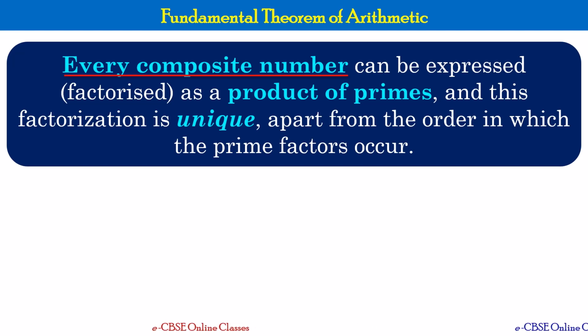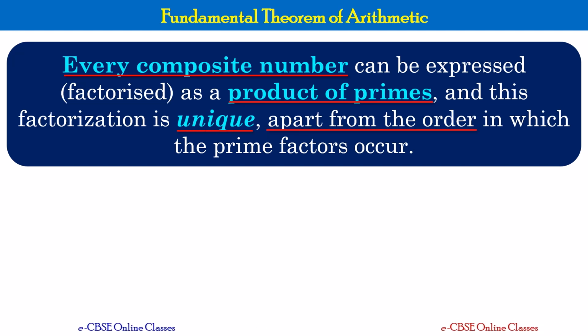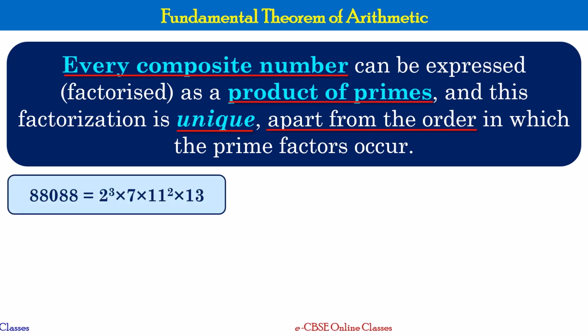Every composite number. So every composite number without exception, this theorem is applicable, and it can be written as a product of primes and primes only. It also says the factorization is unique and order doesn't really matter. As we have seen in the previous example, 88,088 is written as 2 cube into 7 into 11 square into 13. Only 2, 7, 11 and 13 are the primes that can make up the number 88,088. No other numbers can make this number.